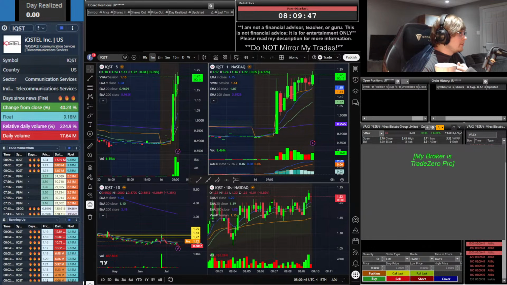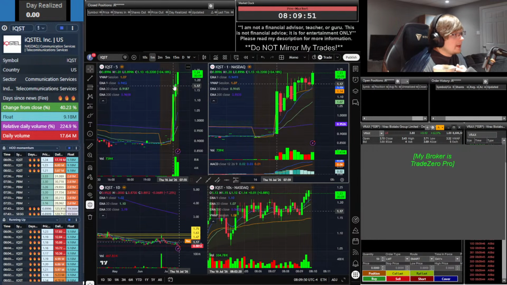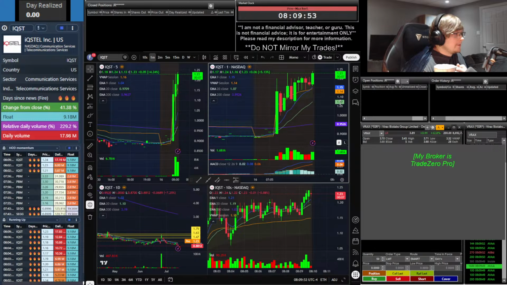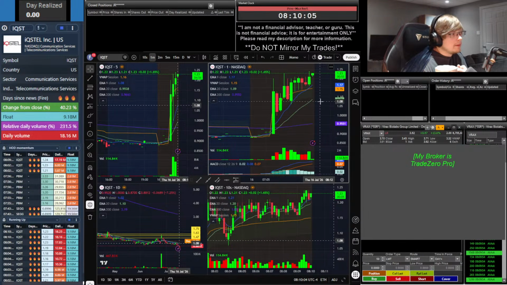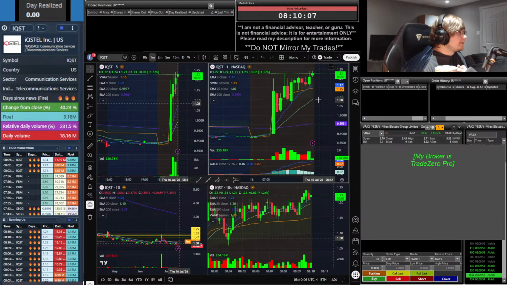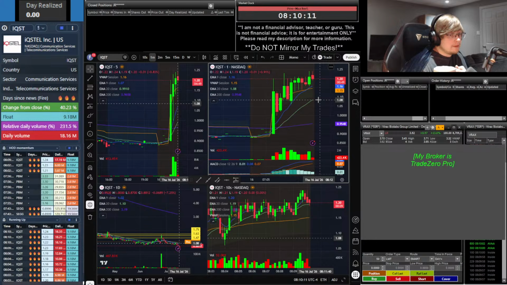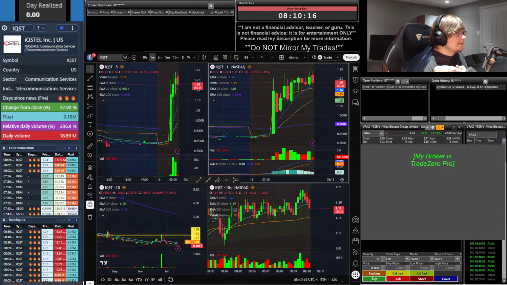IQST looks like it might be trying to break out. It is our second leading gainer, and this 5-minute candle is closing in 10 seconds here. So a breakthrough 125 might see it push higher, maybe to like 135. If it can break, I don't know if it can, but I think I'm just going to leave it alone. I don't like trading these penny stock grinders. Looks like it's rejecting anyways.